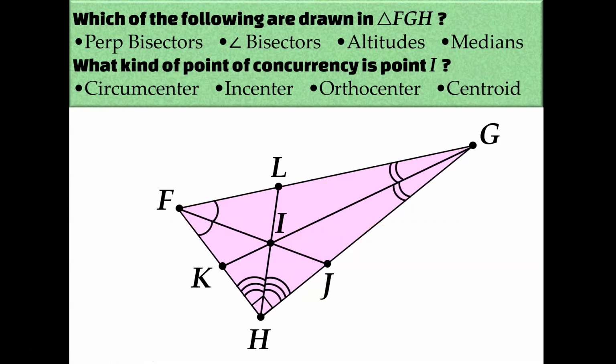Next, we have some segments that bisect each angle. Therefore, they're called angle bisectors, and they intersect at point I, which is the incenter.